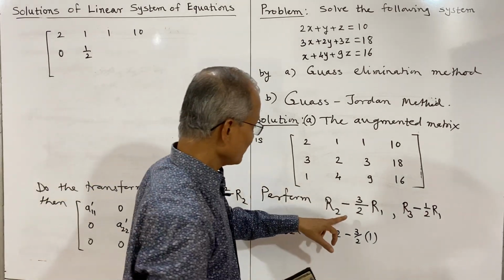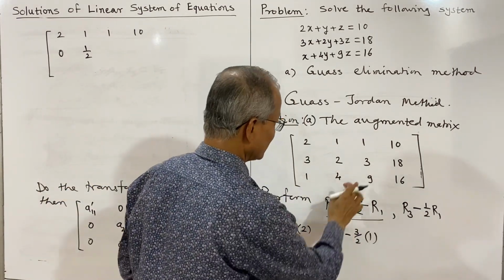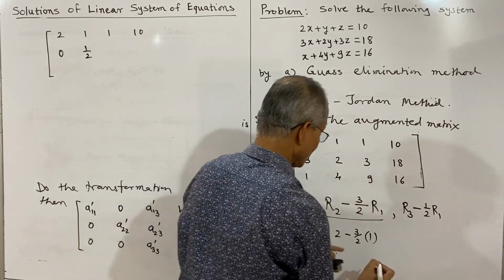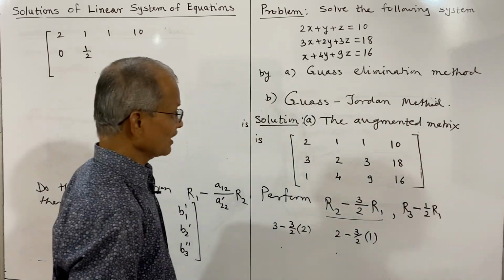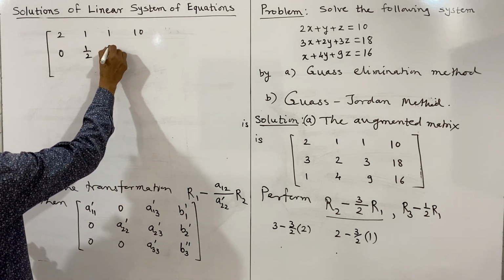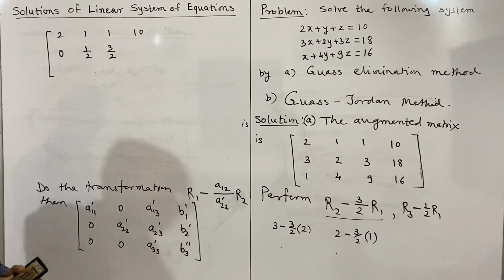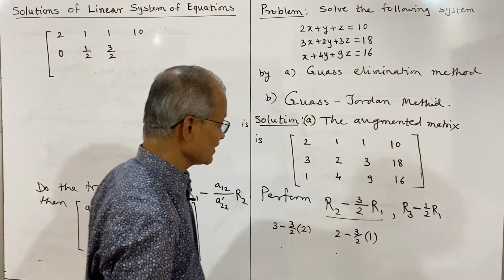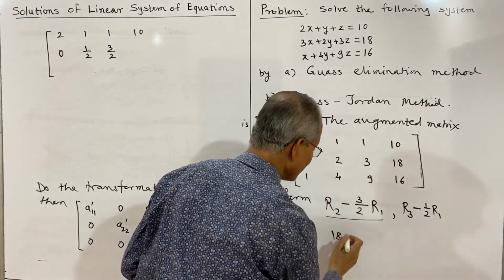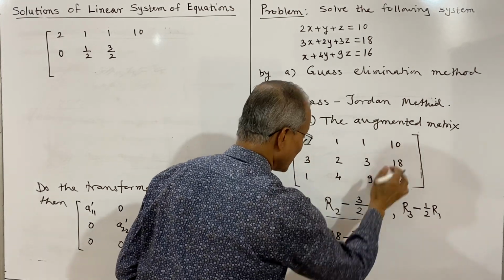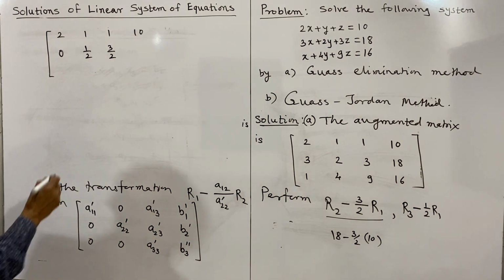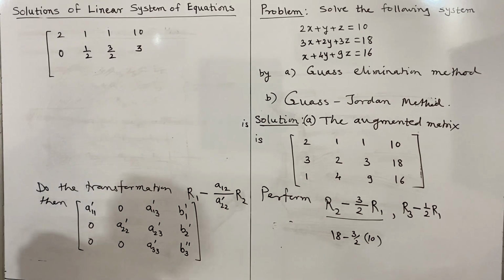And next we are only performing first this, and that is 3 minus 3 by 2 into 1, that is 3 minus 3 by 2, which is 3 by 2. Again, 3 minus 3 by 2 is 3 by 2. And further, 18 minus 3 by 2 times the element in R1, which is 10. So 18 minus 15 is 3. You should check the calculations.